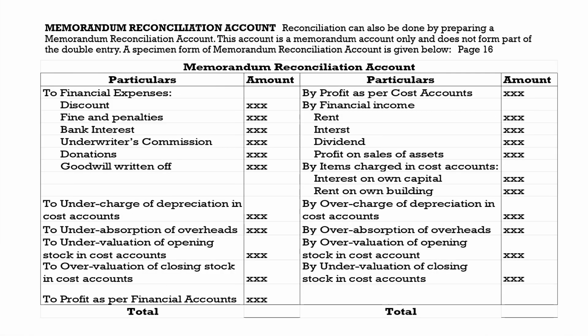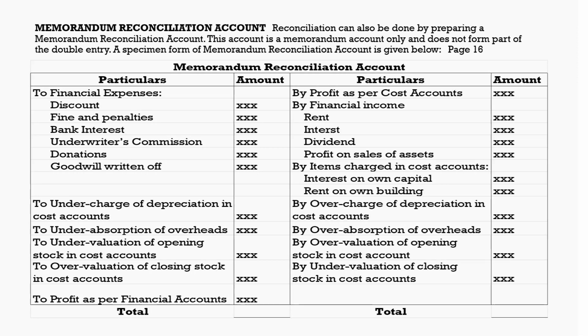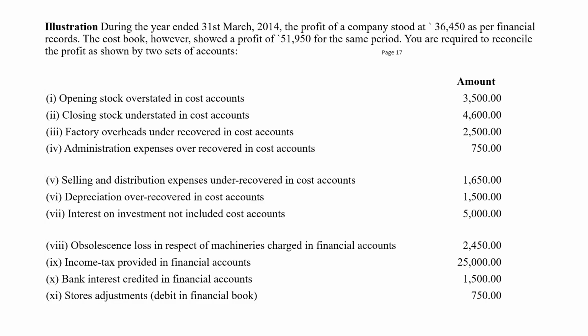Then next is the memorandum reconciliation account. We will get the same answer, but the presentation is in T form. This is a specimen form of the memorandum reconciliation account. Debit these items, credit these items, and then we arrive at the result. This is an illustration.